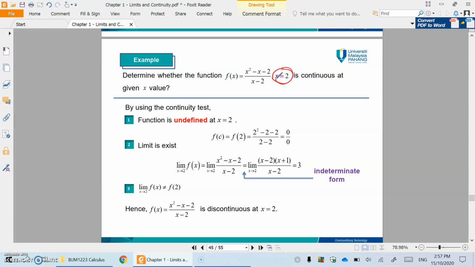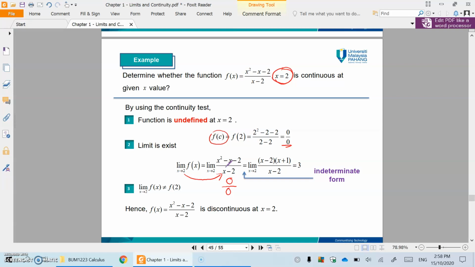Okay, so first we use the continuity test, define the value of f(c), which is f(2). When we substitute x equals 2 into the function, we get an undefined value, which is 0 over 0. Next we find the limit of f(x) as x approaches 2. When we substitute x equals 2, we get 0 over 0, which is an indeterminate form.